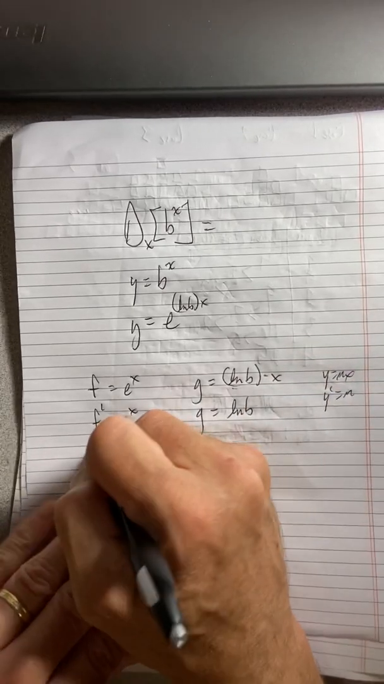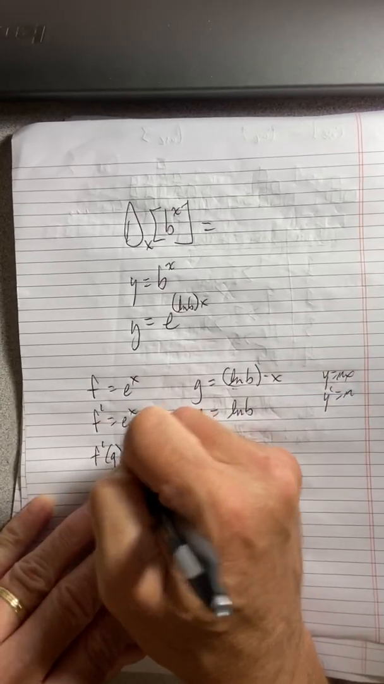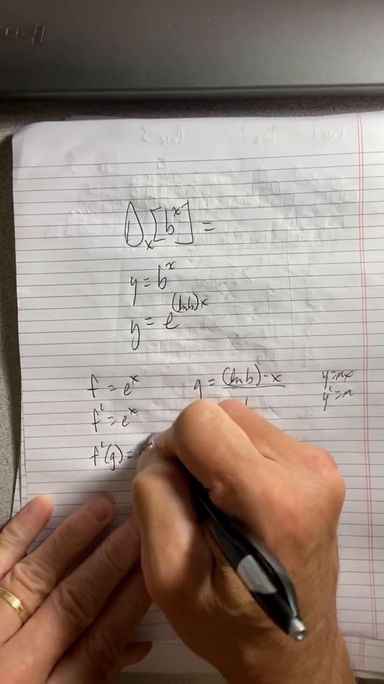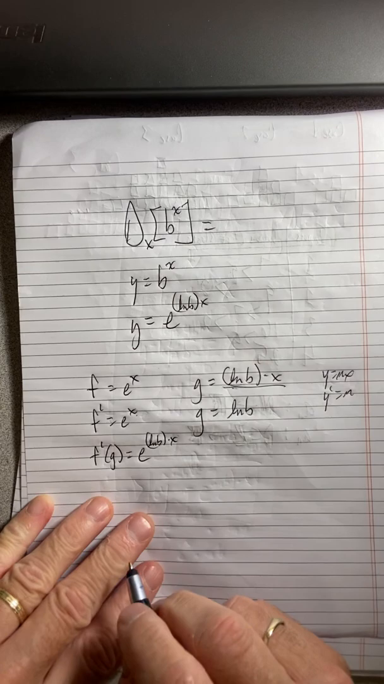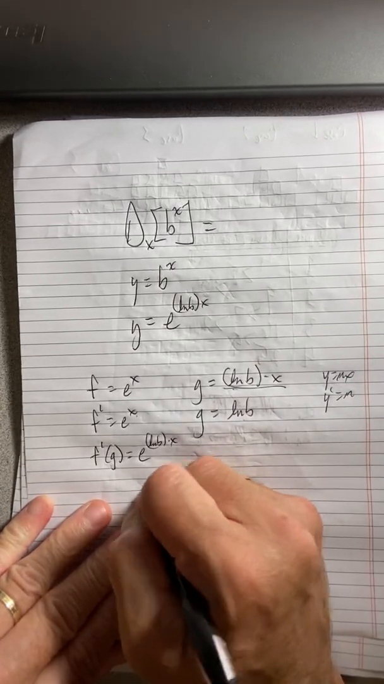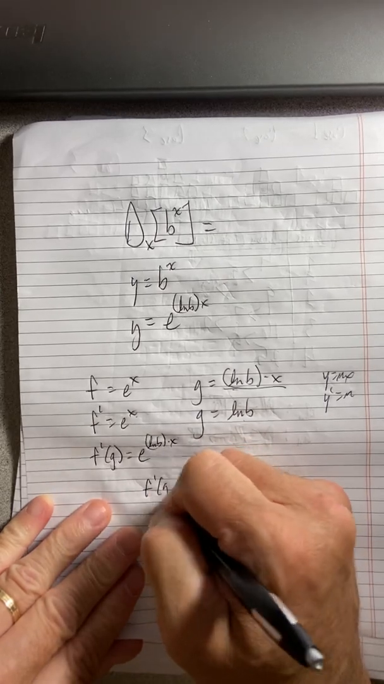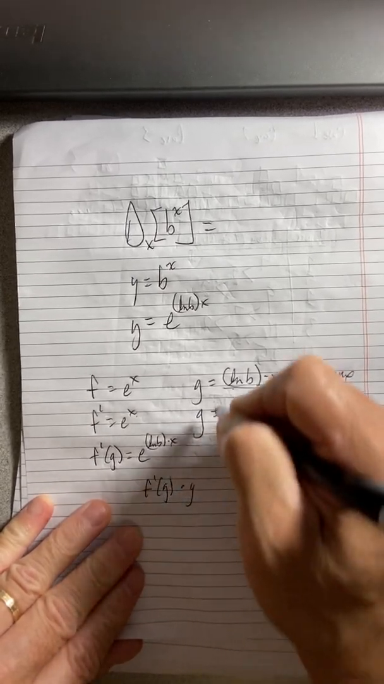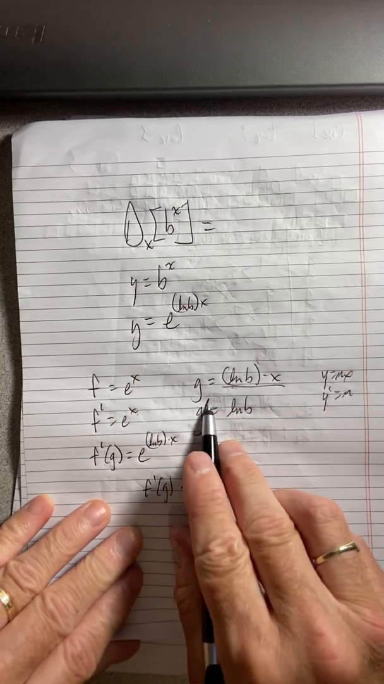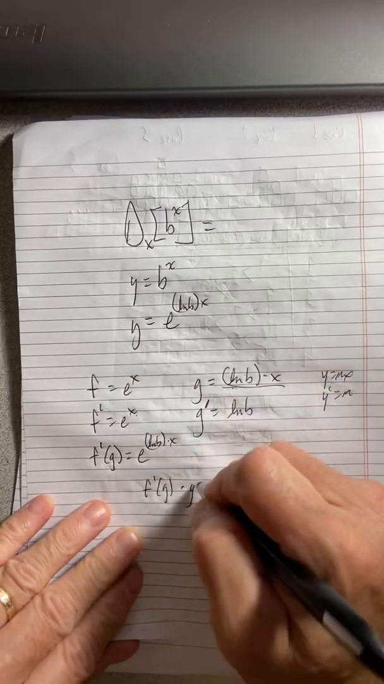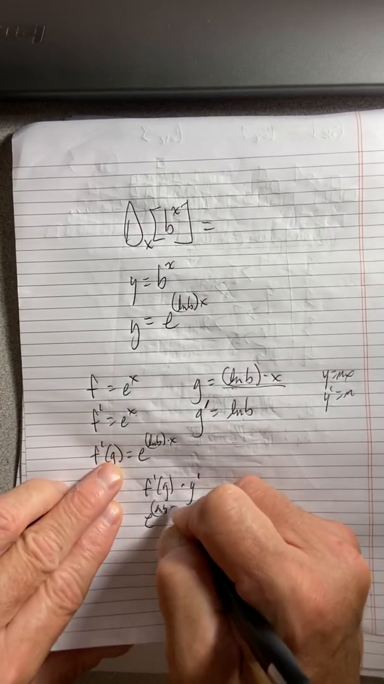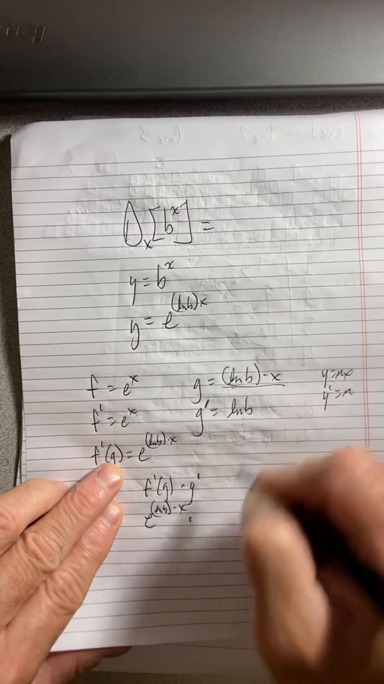And now we need f prime evaluated at g, so we put g, which is this, in for the x, and we get e to the natural log of b times x. But we take this and we multiply it by that to get the derivative. And so, because this is the formula, oh, this was supposed to be prime. Sorry, when we took the derivative from here to here, I left that off. But this is the chain rule formula. So I have e to the natural log of b times x times the natural log of b.